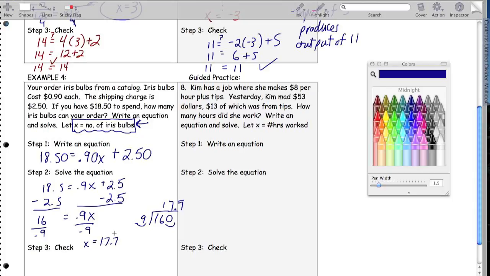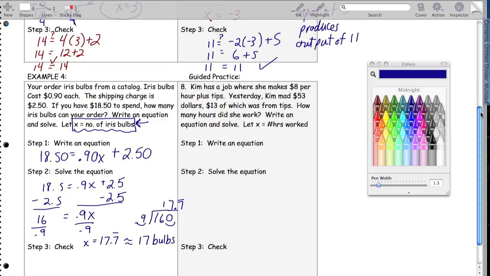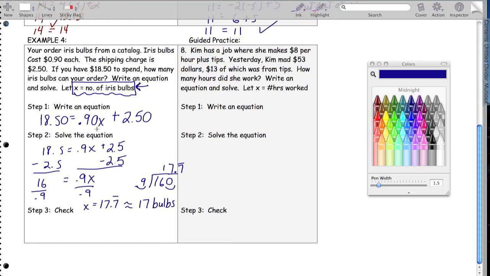But they're asking us how many bulbs we can actually buy. So we don't quite have enough for 18, so our answer would be just 17 iris bulbs. Okay? 17. And then they ask us to check it. So in this case, we're going to substitute 17 in for x. And when we work it out, we'll find that we have a little bit, not much, but a little bit of extra money, which is good because you'd rather have extra money than not enough.